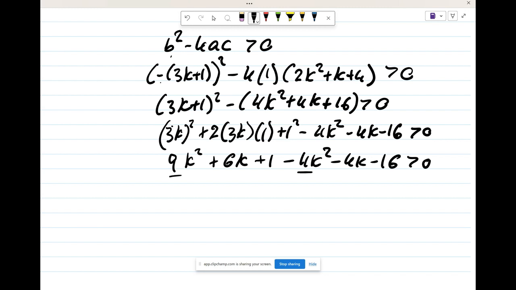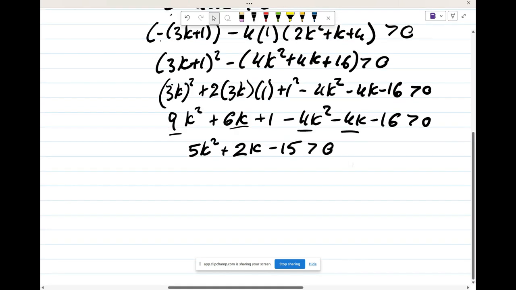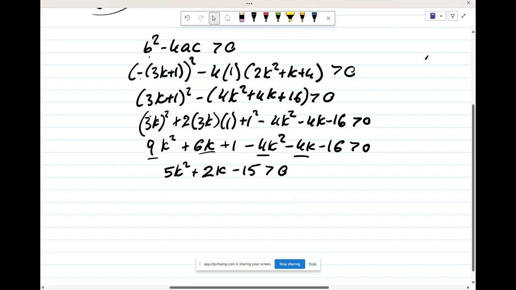So 9 minus 4 is going to be 5k squared. 6 minus 4 is going to be 2k. And then 1 minus 16 is going to be minus 15, greater than 0. Sorry, I just made a mistake there.